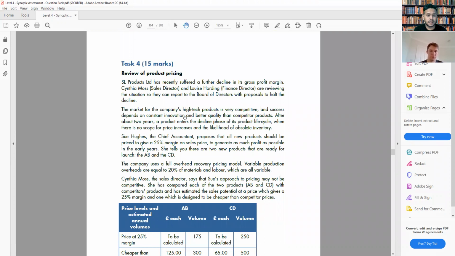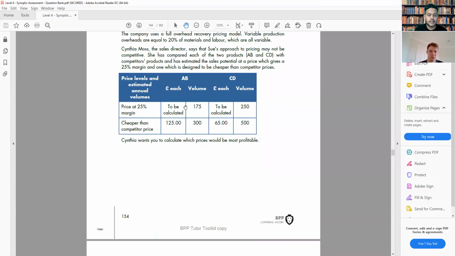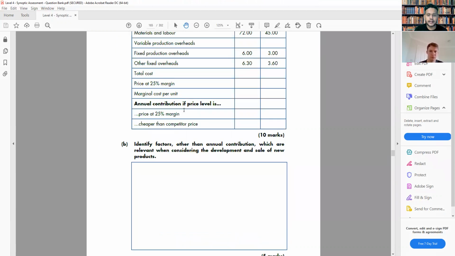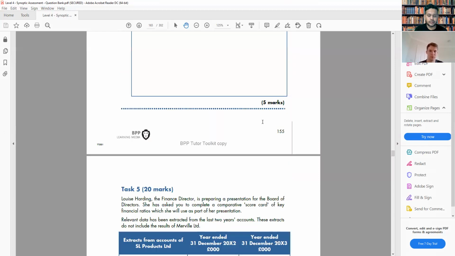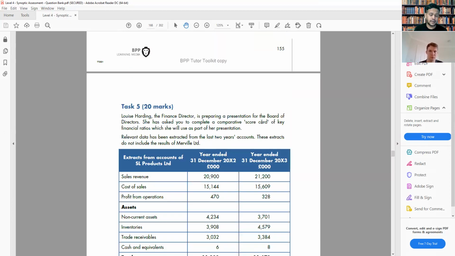Then we have task number 4, again a scenario based question, and you have to write here. This question is completely writing, and it asks to identify the factors other than annual contribution, which are the relevant development and sales of new products. There will be a breakdown of the question. So make sure question number 3 and 4 are kind of the whole writing questions. So you have to be very careful.